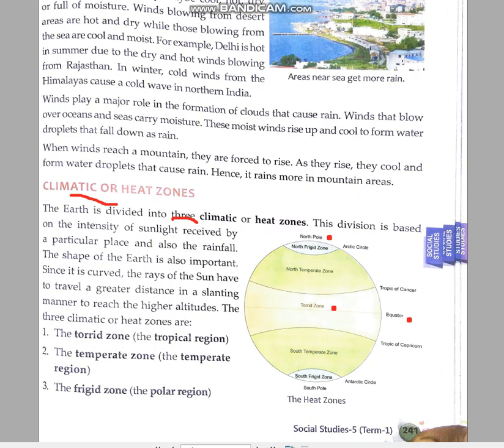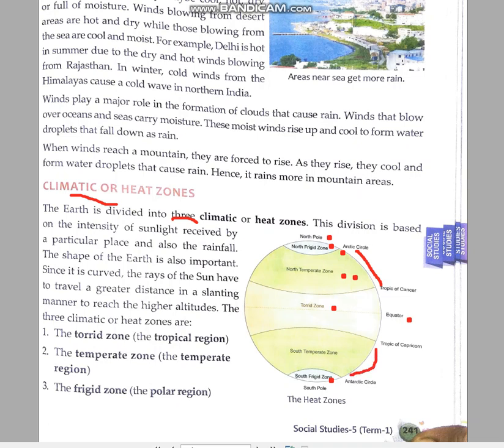First one is the torrid zone, that is at the equator, the area in the northern hemisphere and in the southern hemisphere near the equator. The area between Tropic of Cancer and Arctic Circle is known as the temperate zone, and the zone of the earth near the pole is known as the frigid zone. Now, north temperate zone means the part of the earth located between Tropic of Cancer and Arctic Circle in the northern hemisphere, and south temperate zone means the part of the earth located between Tropic of Capricorn and Antarctic Circle.